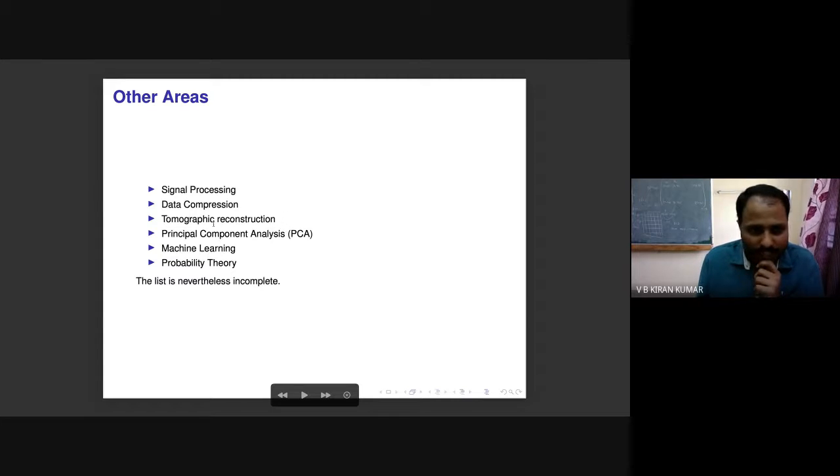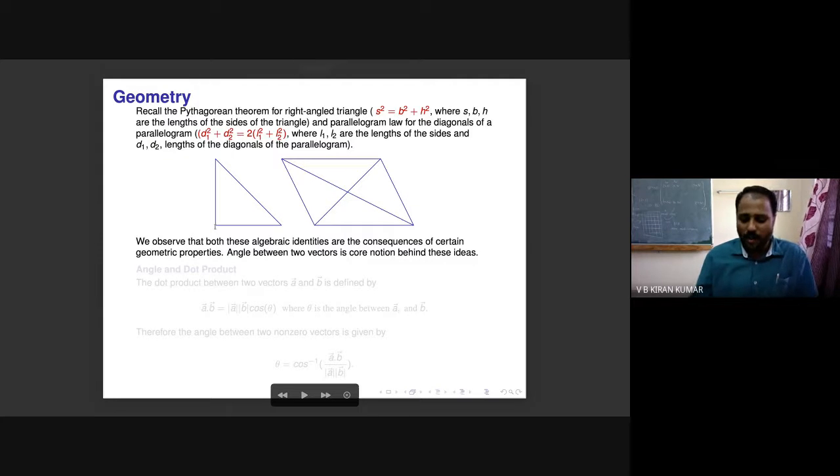Principal component analysis is a very important area where these tools are being used. Nowadays machine learning and these areas of artificial intelligence are very popular. And probability theory, of course, is an area which is inevitable when you do analysis. Now, let me go to the very elementary geometry property.